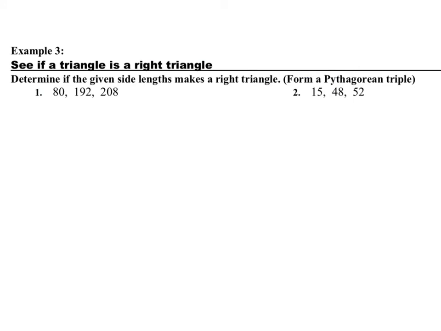Example 3, see if a triangle is a right triangle. Determine if the given side lengths make a right triangle. This is also called the Pythagorean triple. Something that we need to keep in mind when you're looking at if it's a right triangle, that we have this right triangle, and here these are our legs, our a and our b, and our c. Our c is the hypotenuse, and it is always the longest side.